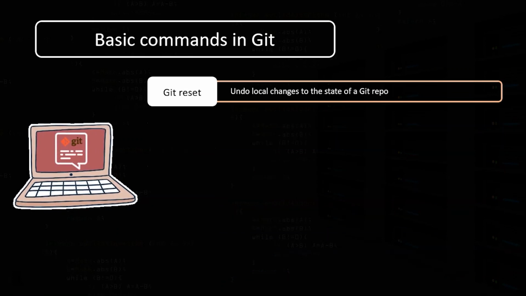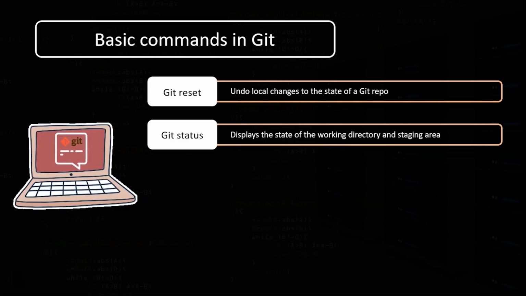Now there are some further commands also. Let's discuss them. The next command is the git reset command. At any moment, if you want to undo some local changes done to your local Git repository, in that case we can use the git reset command.